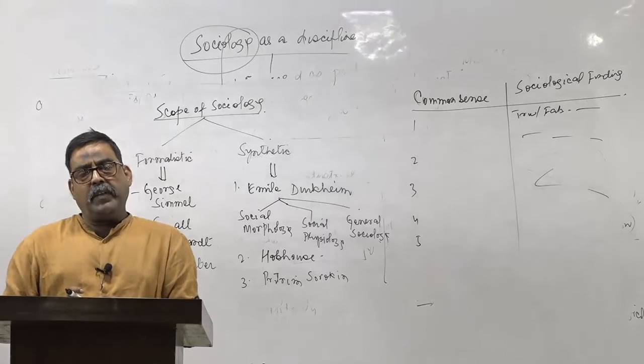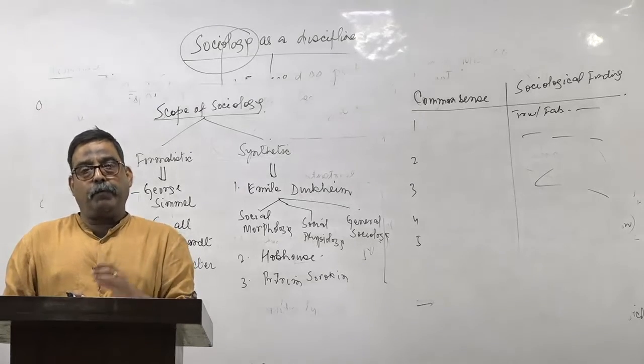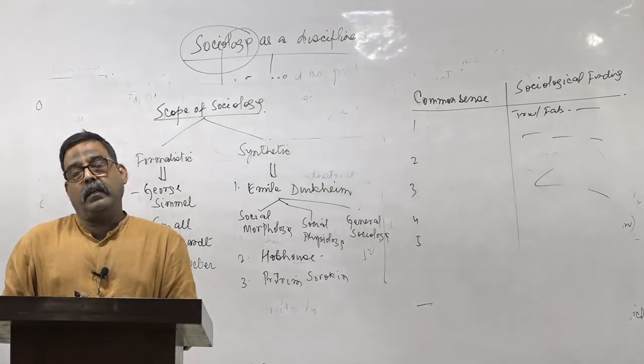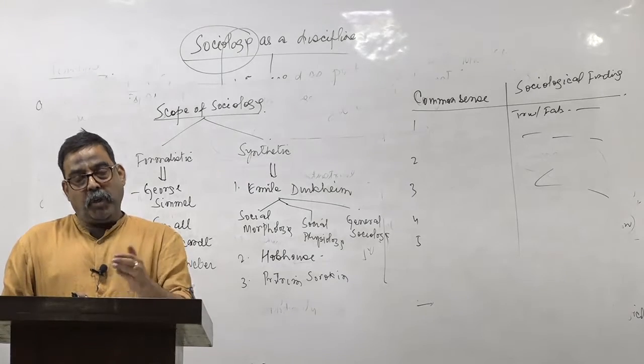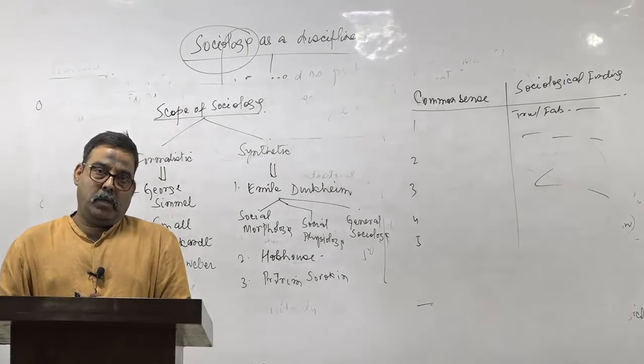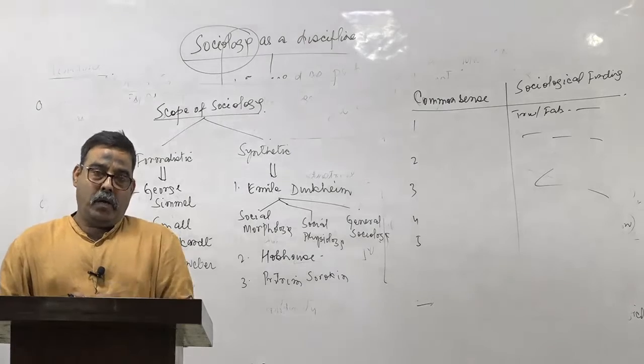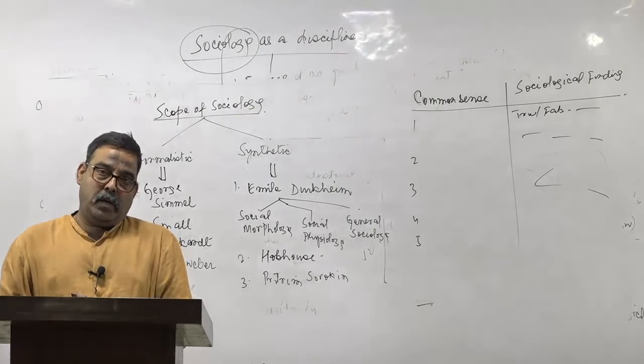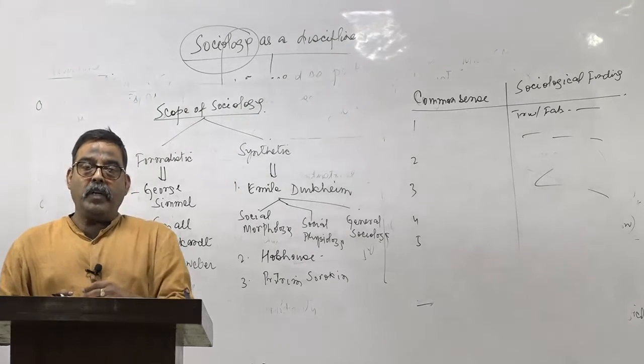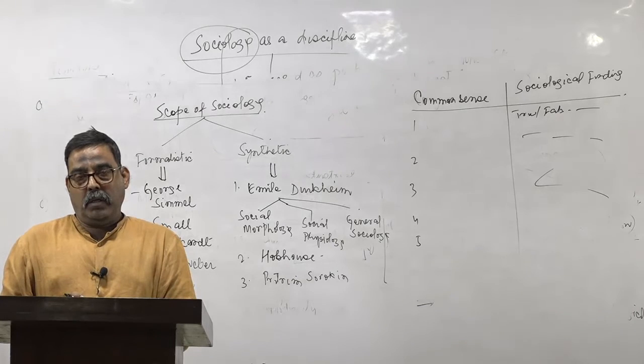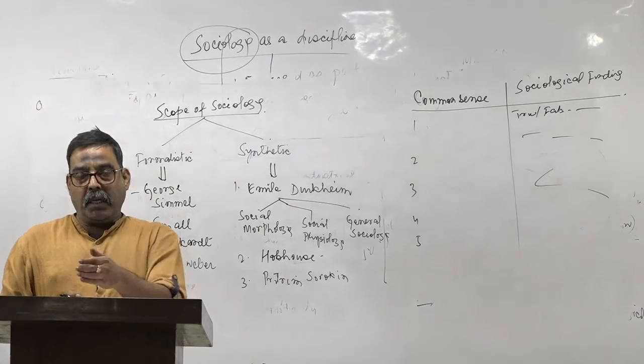And once you talk about the emergence of sociology, then the scope in terms of formalistic and synthetic. I told you, remember only 2. In formalistic, you remember George Simmel and Weber. Synthetic, you remember only 2, that is Durkheim and Sorokin.